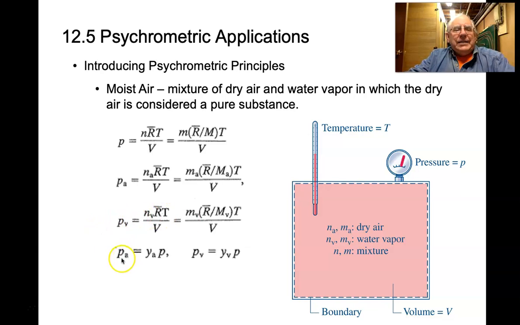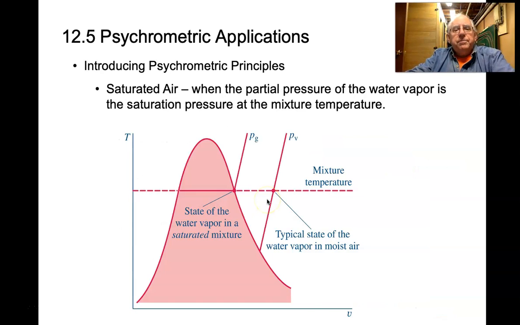We recognize that this partial pressure of air is simply the mole fraction of the air times the mixture pressure, and the partial pressure of the vapor is equal to the mole fraction of the vapor times the pressure of the mixture. And so this is our moist air and how we can represent the pressure, volume, temperature relationships.